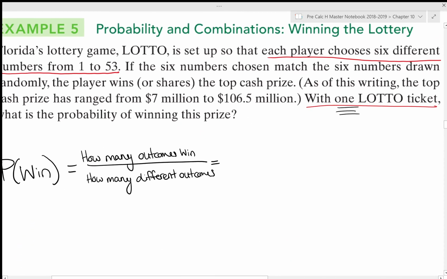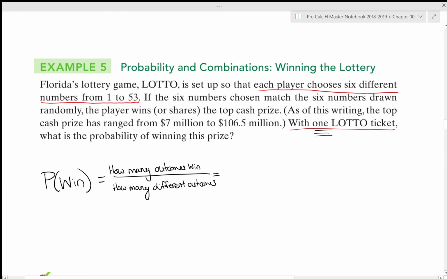Now, let's look at this, all right? Florida's lottery game Lotto is set up so that each player chooses 6 different numbers from 1 to 53. Okay, notice 6 different ones. If the 6 numbers chosen match the 6 numbers drawn randomly, the player wins or shares the top cash prize. As of this writing, the top cash prize could be anywhere from $7 to $106.5 million. Nice. With one lotto ticket, so you only bought one ticket, what is the probability of you winning this prize?